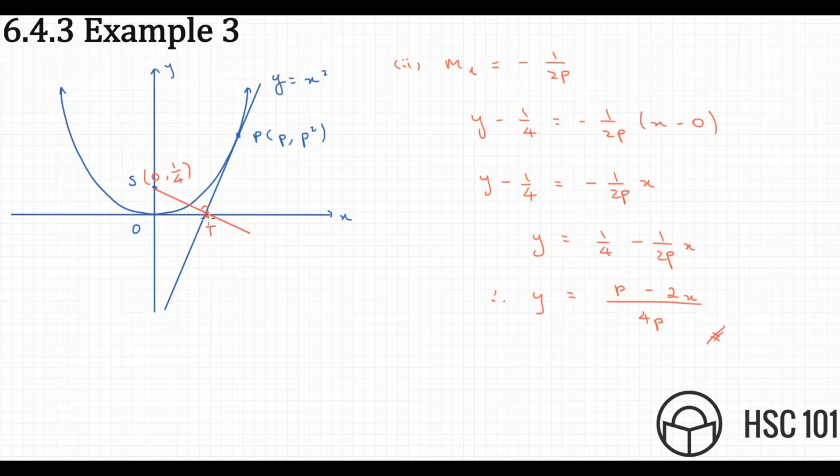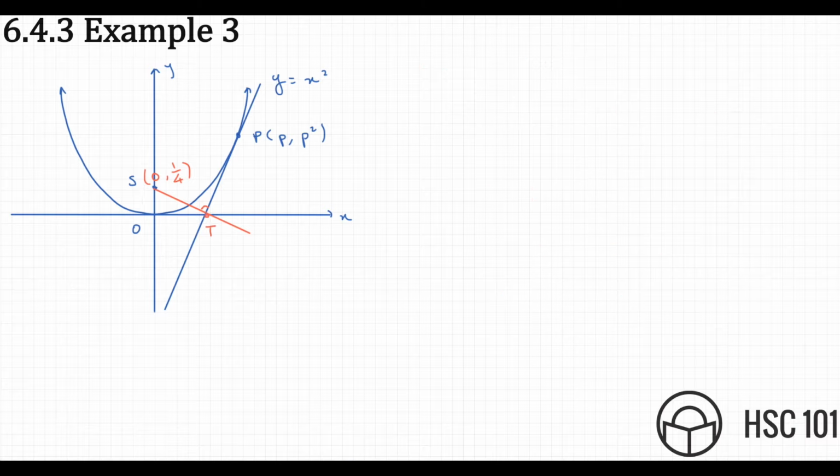So what I want to do is find out, as P changes, how does T change? So the first thing that we have to do is find the coordinates of T. T is just the intersection point between my tangent and my orange line. So to start, what I'm going to take note of in part 3 is my orange line is given by y equals (p minus 2x) over 4p, and my tangent is given by y equals 2px minus p squared.